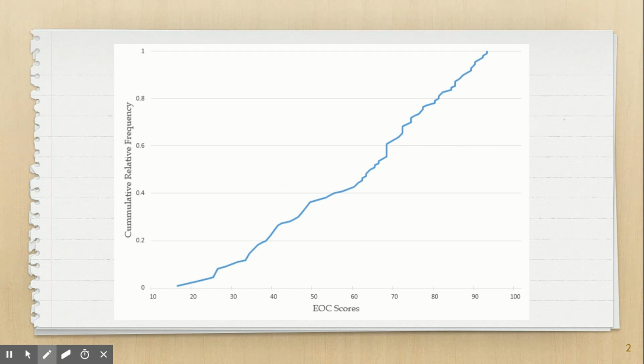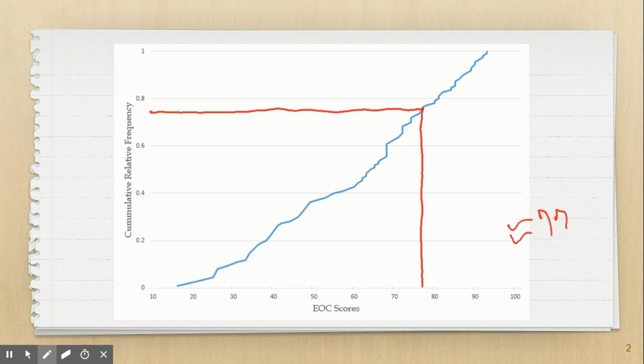The last type of question is just the reverse of the previous one. If we're given a percentile, can we find the score? So for instance, the 75th percentile, what score would a student have to have in order to be in the 75th percentile? Well, here we could estimate 75 is right around here. We could go across to our graph and then drop down. And this looks to be around 77 or so. So we could say a student would have to score around a 77 on this exam in order to be in the 75th percentile.